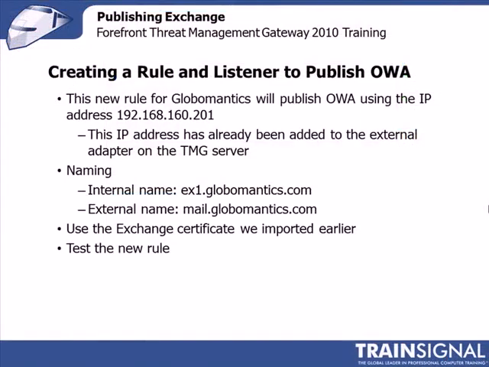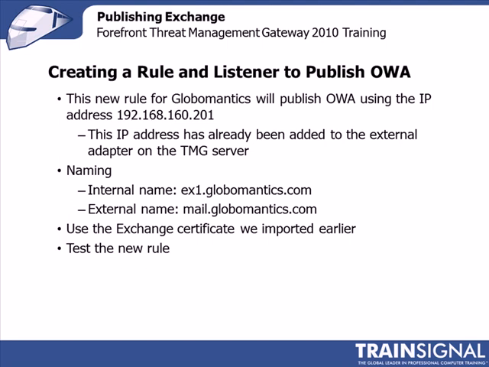All right, here's where we get to the meat and potatoes, the really good stuff. We're now going to create a rule and a listener so we can publish Outlook Web Access out to the world. This new rule for Global Mantics will publish Outlook Web Access using the IP address of 192.168.160.201. This IP address has already been added to the external adapter on the Threat Management Gateway server.